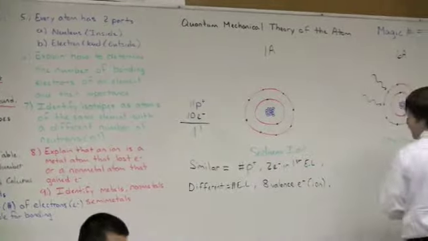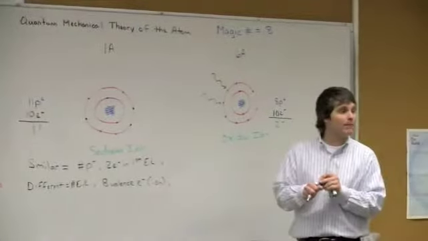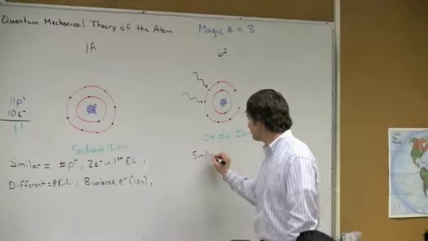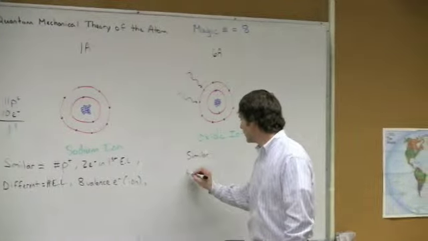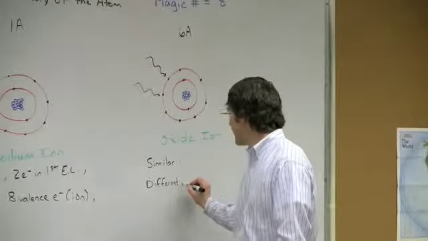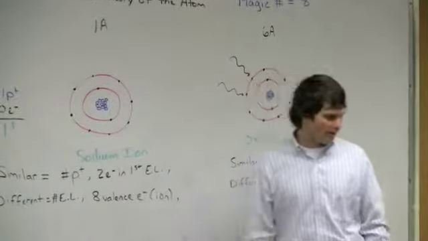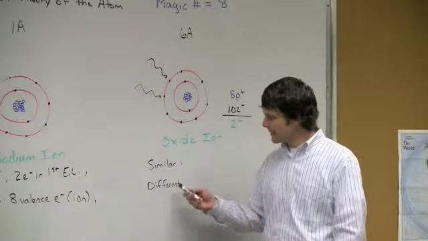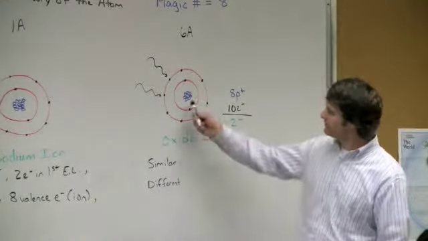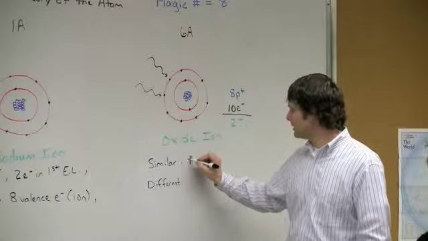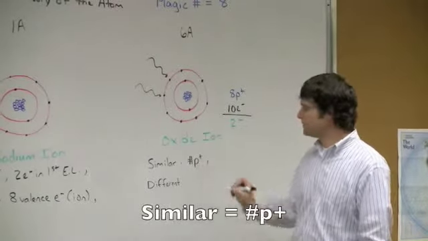Alright? So if we come over here to the oxide, we flip over to P13, we're going to do the same thing. Similar. And I think we could probably come up with some more differences as well: the total number of electrons, things like that. Once again, same number of protons. So similar: number of protons.